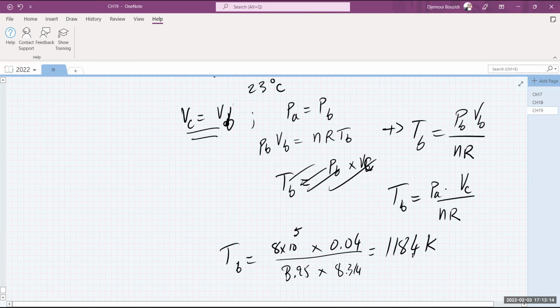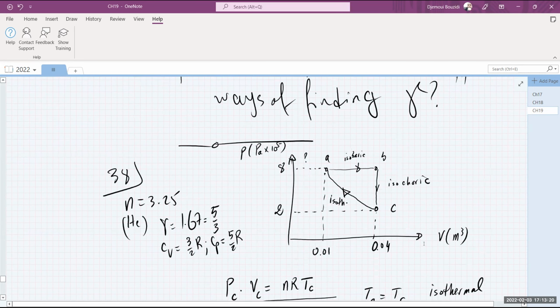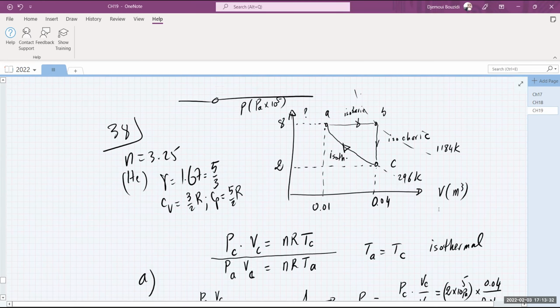Okay. So we found that temperature. It's important to find these temperatures because it looks like we were on this isothermal, which is about 296 Kelvin. We are now on another isothermal that is 1184 Kelvin. So that is really what this graph is saying, okay?